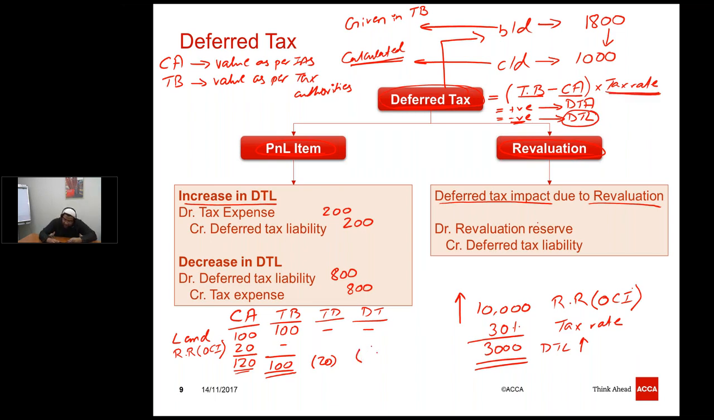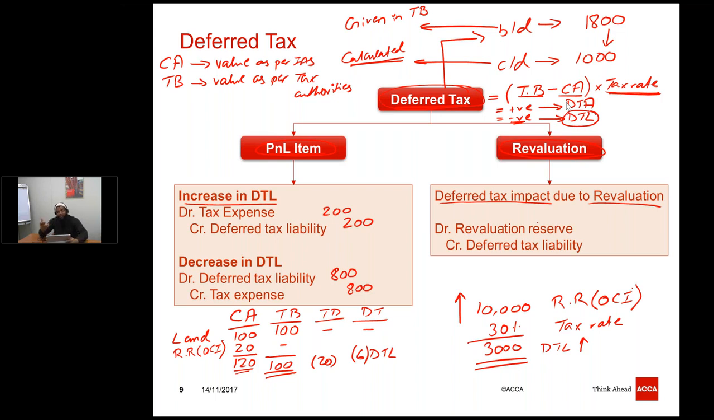So assuming a 30% tax rate, this would become a deferred tax liability of $6 million because this is a negative value. So there will always be a deferred tax liability due to the revaluation. It can never be a deferred tax asset. Umar, it can never be a deferred tax asset. It will always be a deferred tax liability. And the same is the answer for Shazad's question, that it can never be a deferred tax asset.